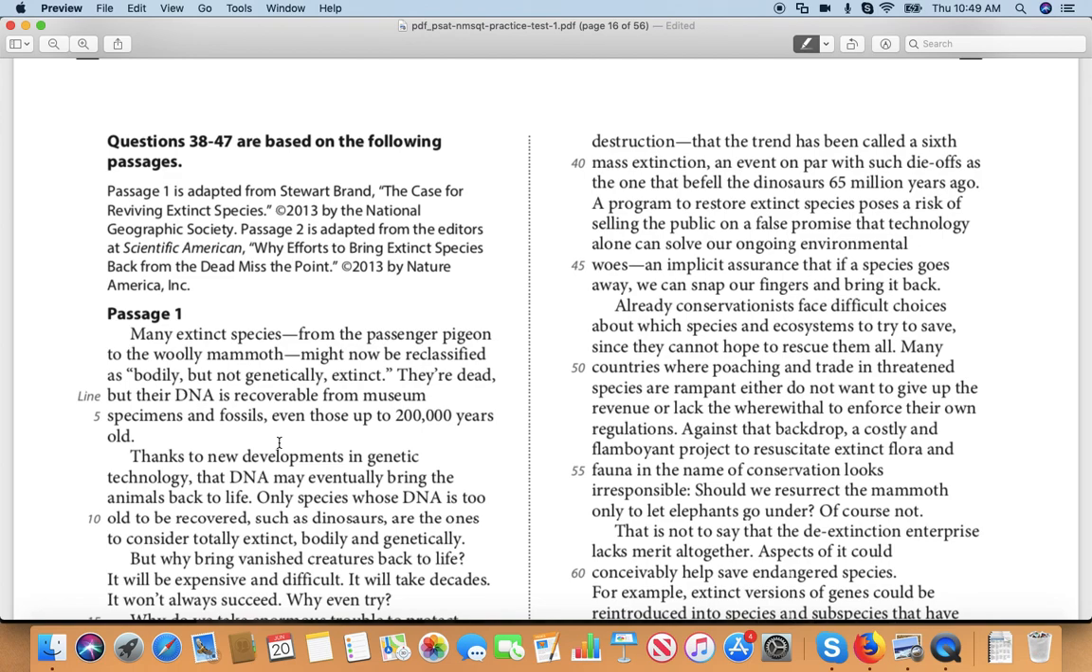A program to restore extinct species poses a risk of selling the public on a false promise that technology alone can solve our ongoing environmental woes. An implicit assurance that if a species goes away, we can snap our fingers and bring it back.